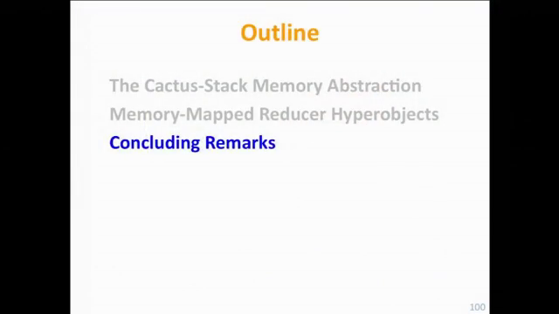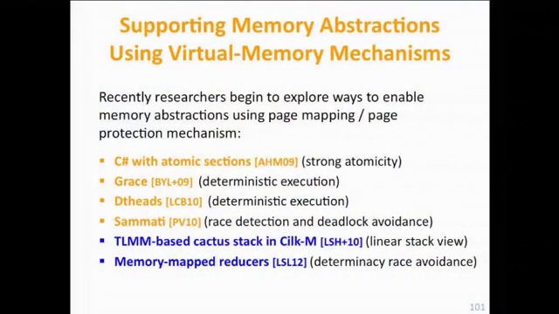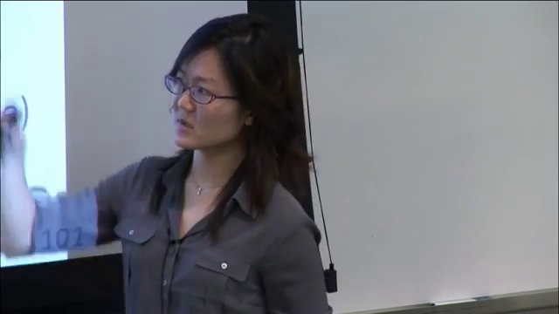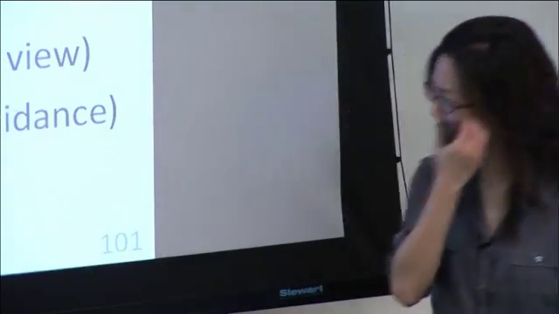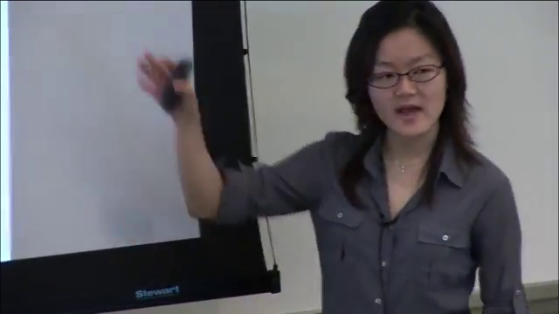OK, so concluding remark. Recently, researchers have started exploring ways to enable memory abstractions using page mapping or page protection mechanisms. Like you asked earlier, these are all examples of that. C# with atomic section, I believe, is work coming out of Microsoft UK. Examples like Grace and dthreads basically use the page protection mechanism to enable deterministic execution. There's also some work on using page mapping protection to detect races and avoid deadlock. And obviously adding to the list is the Cilk-based cactus stack in Cilk-M and memory map reducers.